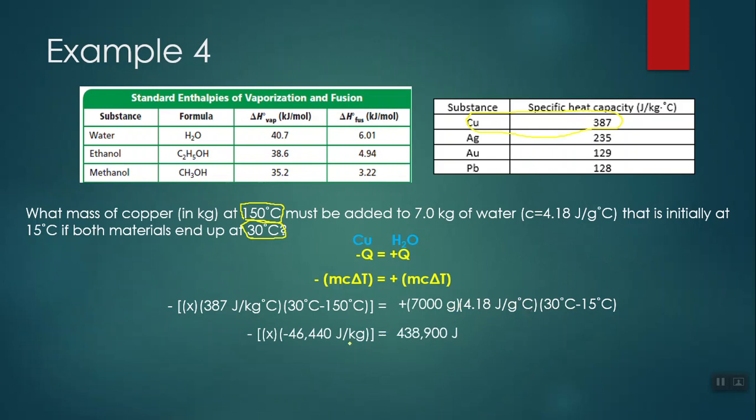And then we're going to solve for X here. Our units, will they cancel out? Yes, they will. Joules cancel out when we divide. And so we have a mass of 9.5 kilograms of copper.